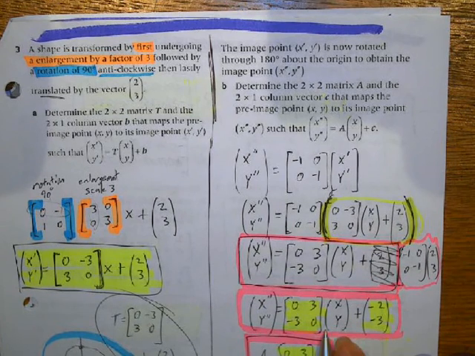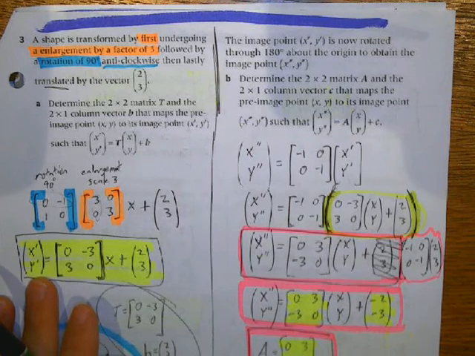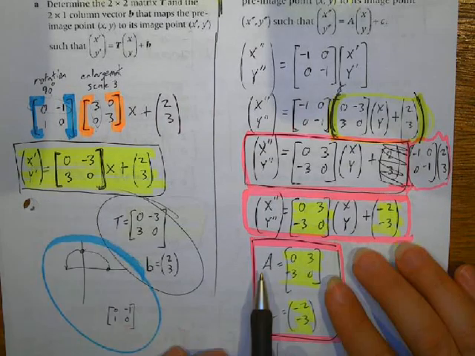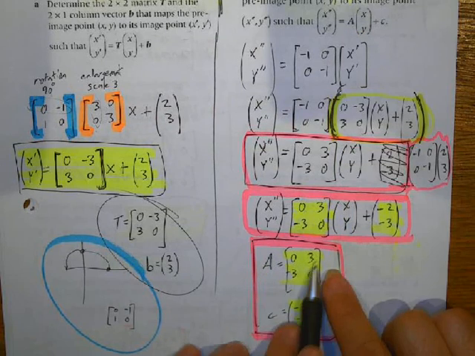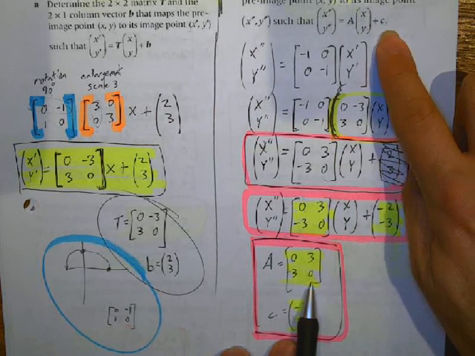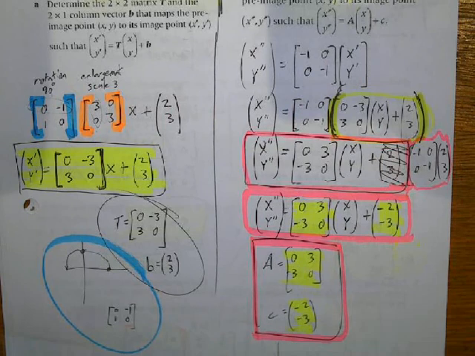Okay, and then so our A value here is 0, 3, negative 3, 0. Our C value here is negative 2, negative 3. Okay, almost done here. Well, kind of.